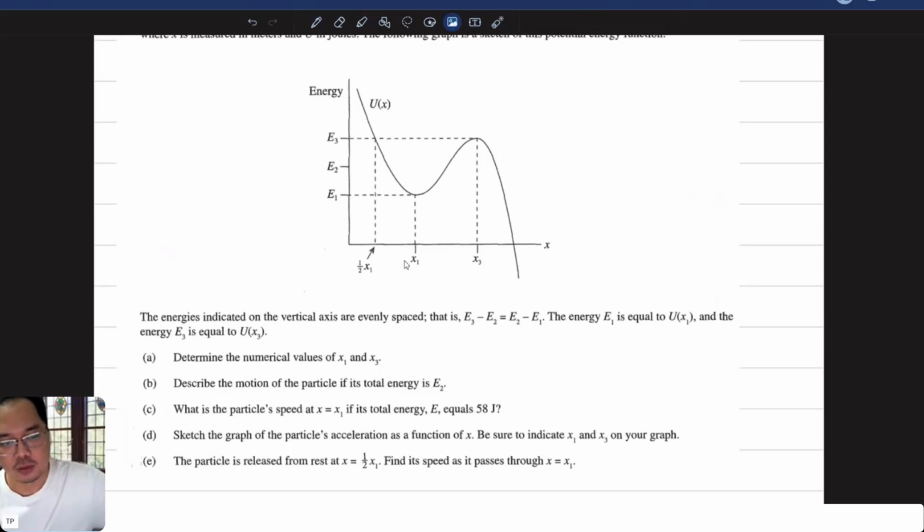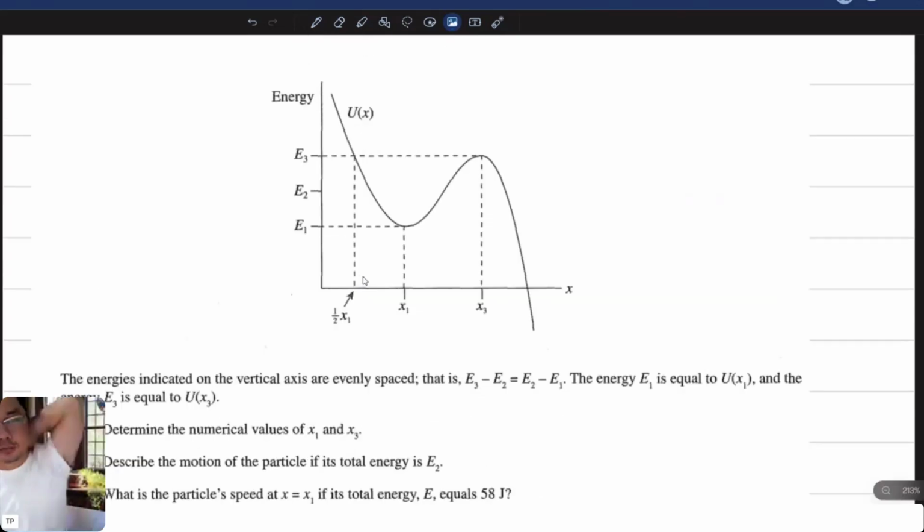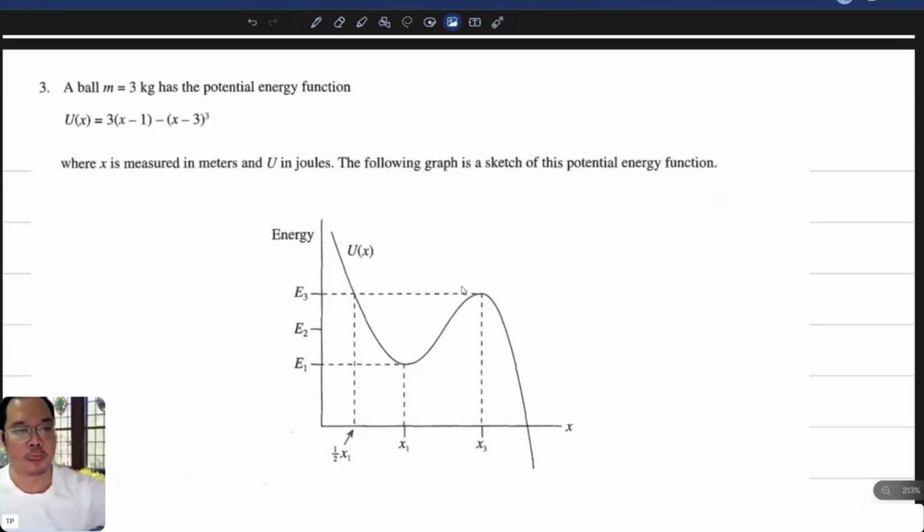X1, X2, X3. No, I mean E1, E2, E3 are evenly spaced, meaning E2 minus E1 equals E3 minus E2. Energy E1 equals U, the potential energy at position X1, and E3 is at X3. Determine the numerical values of X1 and X3.